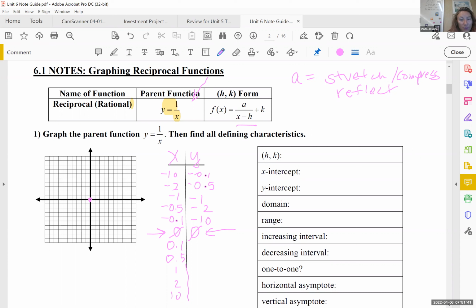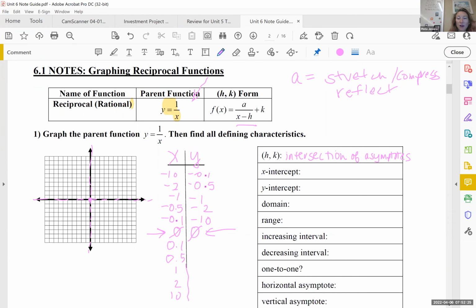That's what's going to generate our vertical asymptote here and a horizontal asymptote here. No x value of 0 and no y value of 0 is permitted on this function. And so this creates the asymptotes. So I want you to draw those vertical and horizontal dashed lines through the ordered pair 0, 0. Going forward, the HK is going to be the intersection of the asymptotes, which is going to be really cool.